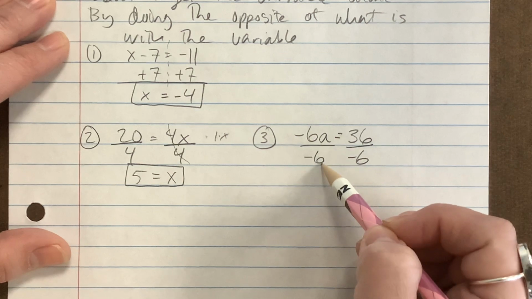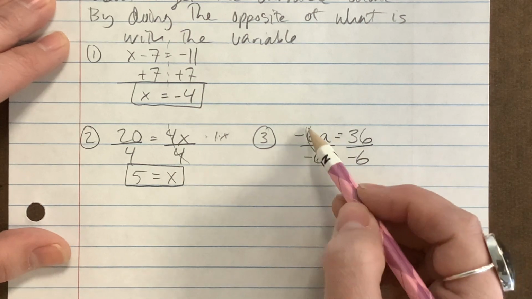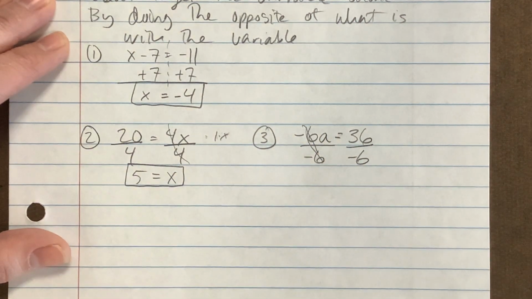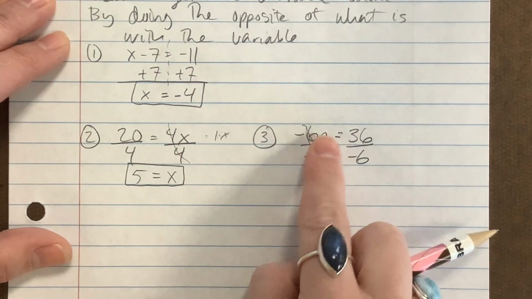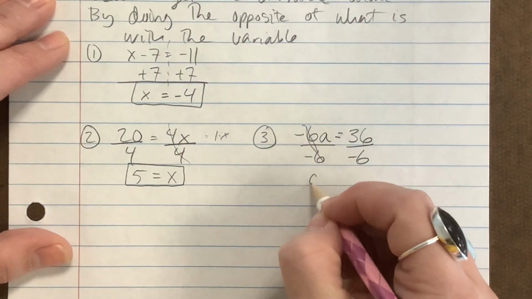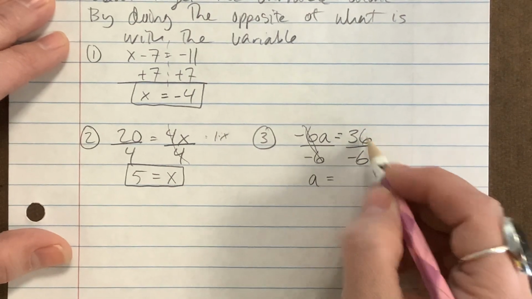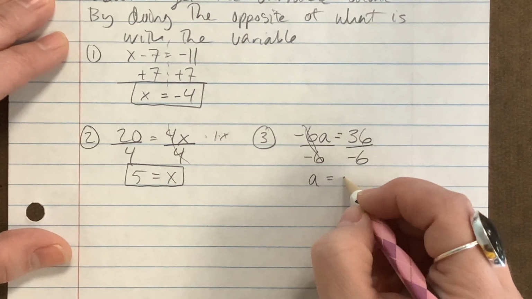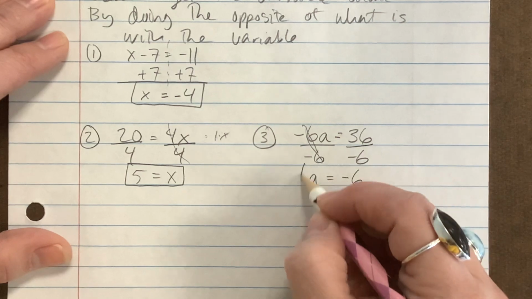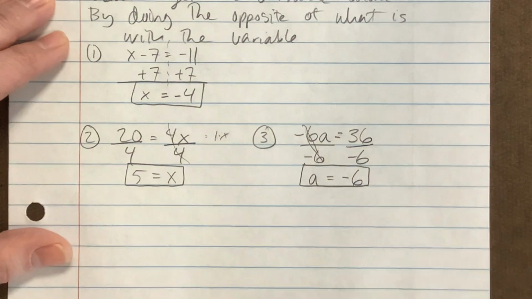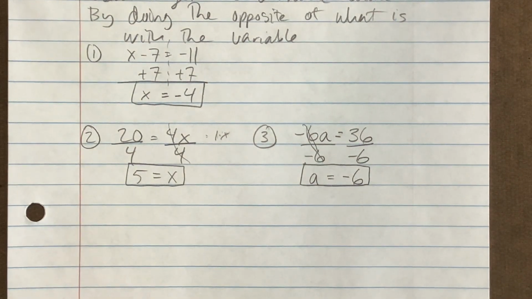Negative 6 divided by negative 6 is 1, so those essentially go away because we can use our multiplicative identity. If you get it to 1, we don't have to write the 1 because it doesn't change the value. 36 divided by negative 6 is negative 6.